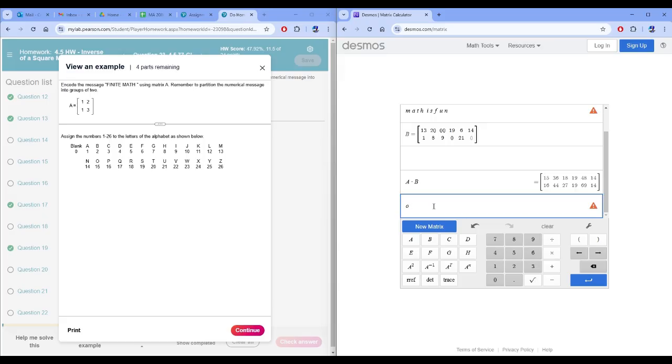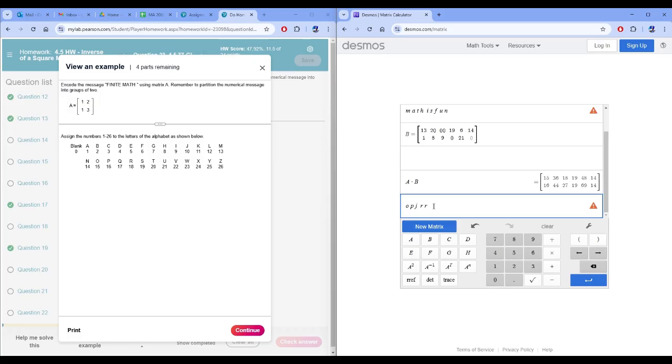16 is P. 36 is 10 because it's 26 minus that, which puts me back to J. 44 is 26. What is that, 26 plus 18? So 18 would be R.